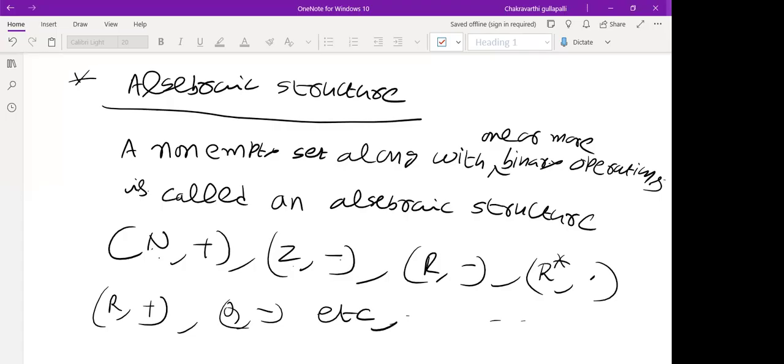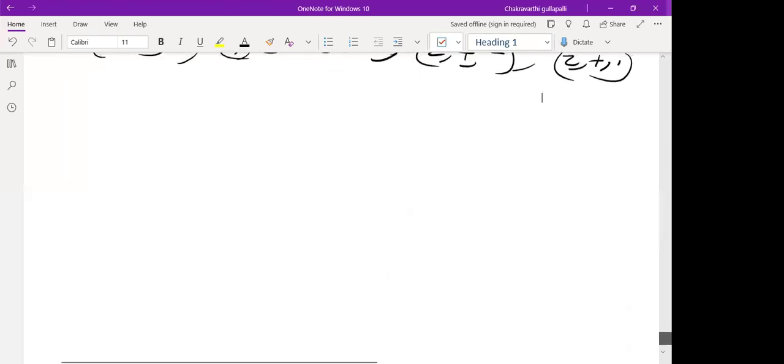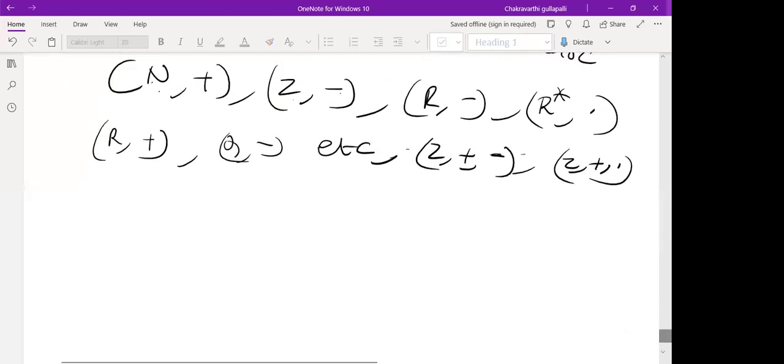And you can have more than one operation also. Z along with plus and minus is an algebraic structure. Plus and dot is an algebraic structure. So algebraic structures may have one operation or more than one operation. Those with more operations will come in ring theory. Here, these operations will come under group theory.